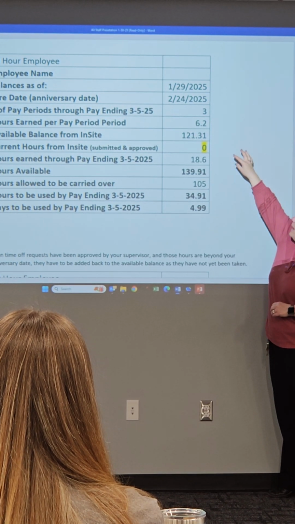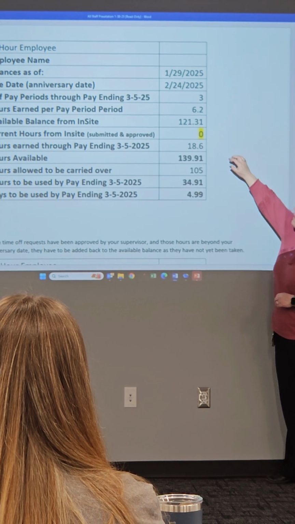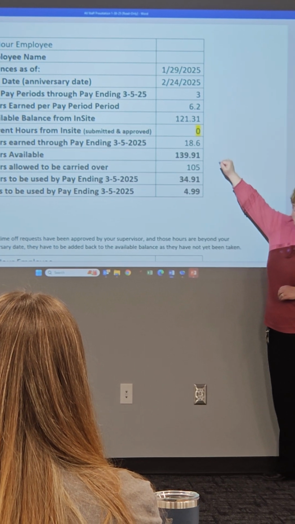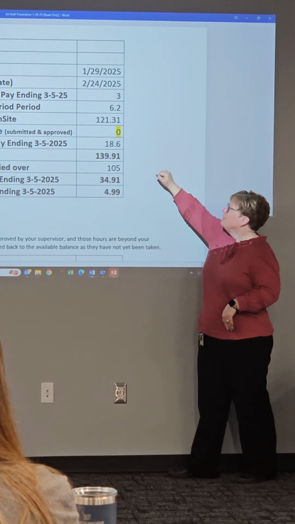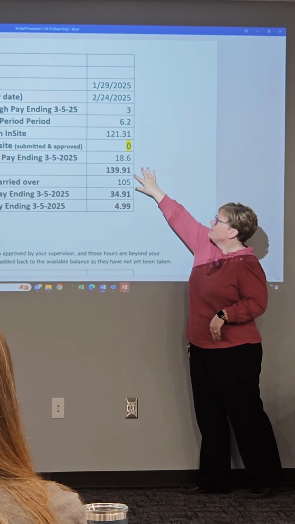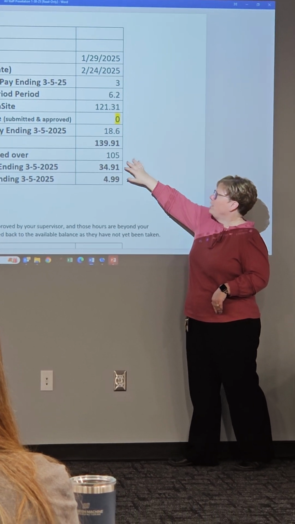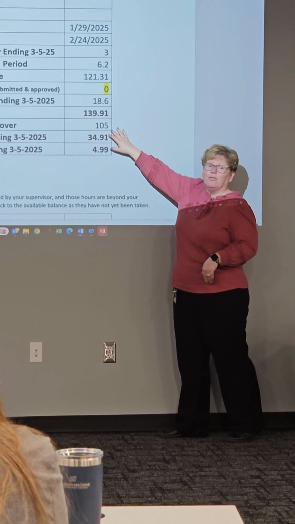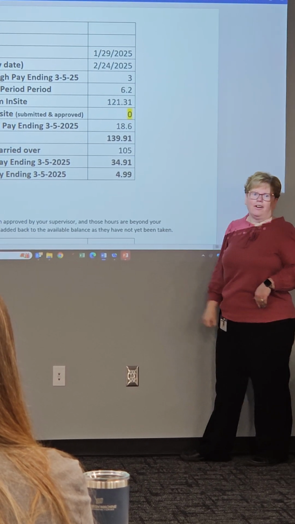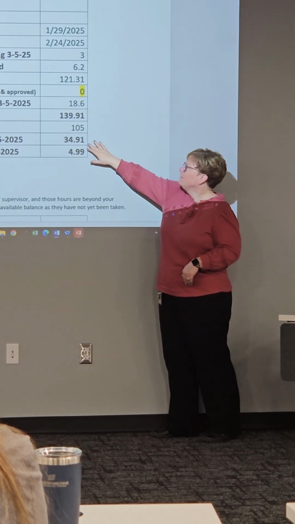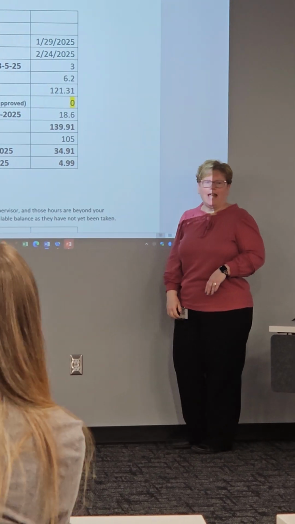Their balance was 121.31. They had nothing in current hours, so they didn't have any future requests. That gives us a total hours available of 139.91. They're allowed to carry 105. So their overage on their anniversary date, if nothing changes, would be 34.91.